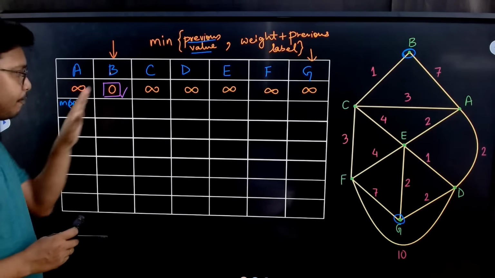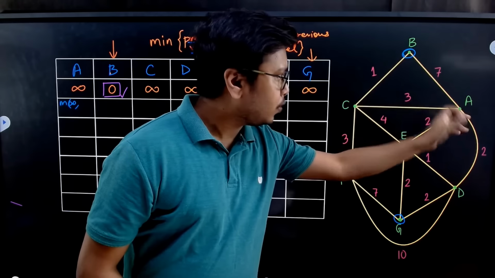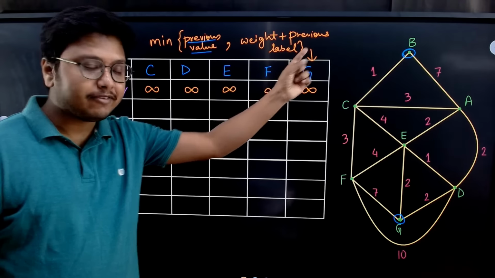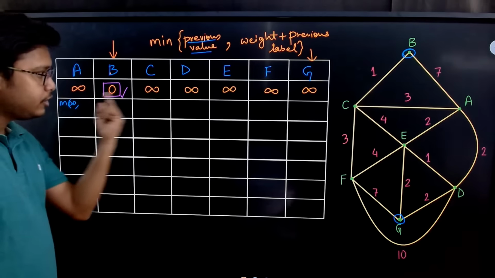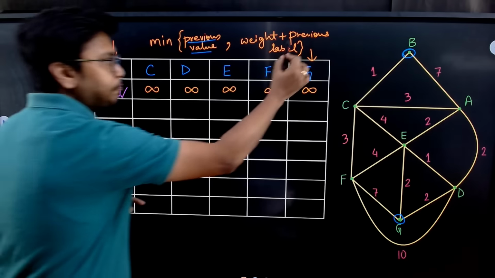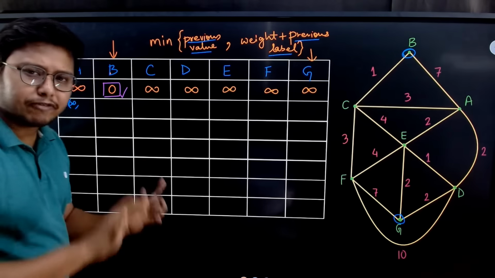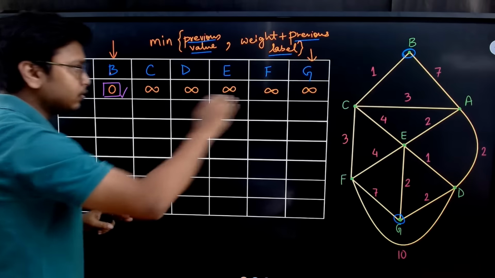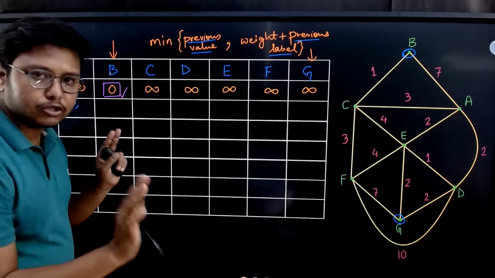Now what's the weight? The weight is from B to A. From B to A, the weight is 7. So 7 plus the value of the previous label. The previous label is 0. So for this second row, whatever calculation I'm doing, the previous label, that value is fixed to be 0. For the next step, it's going to change. But for this particular row, the previous label is fixed to be 0.